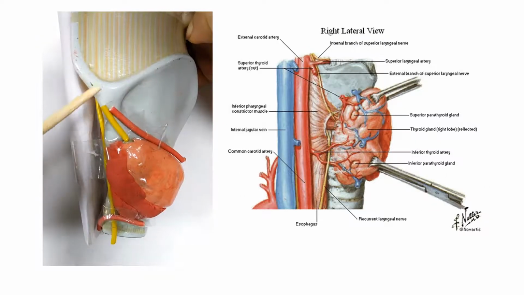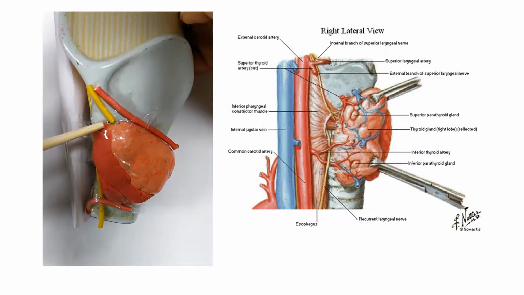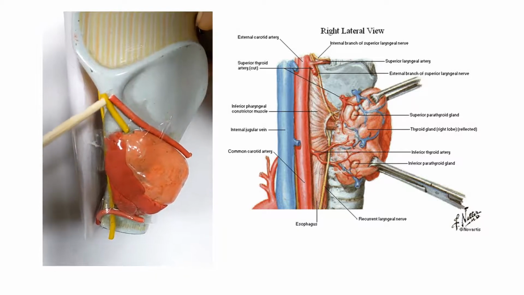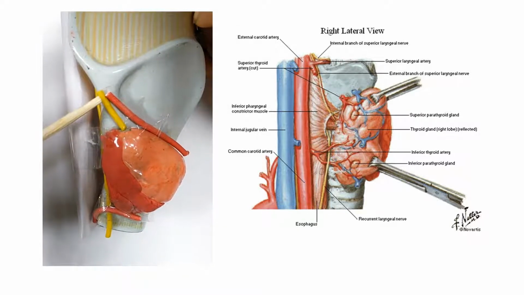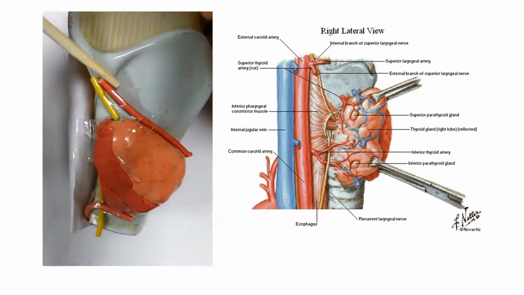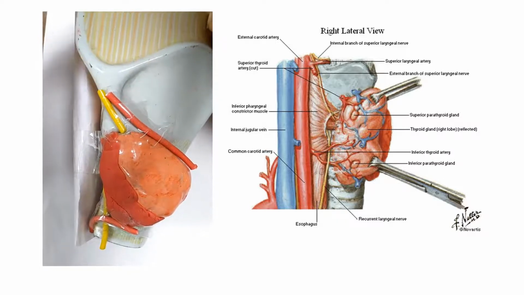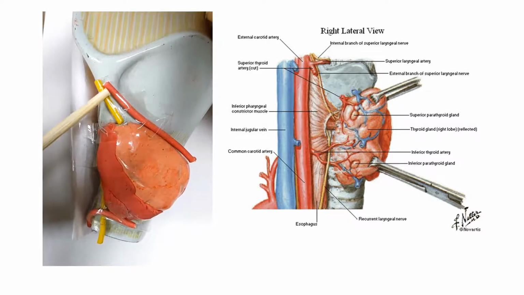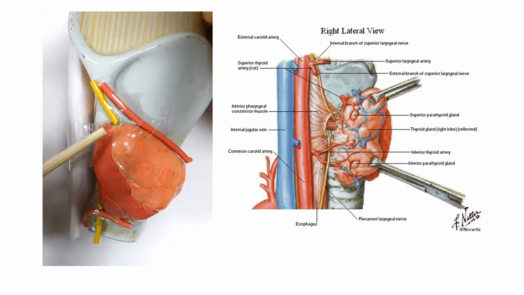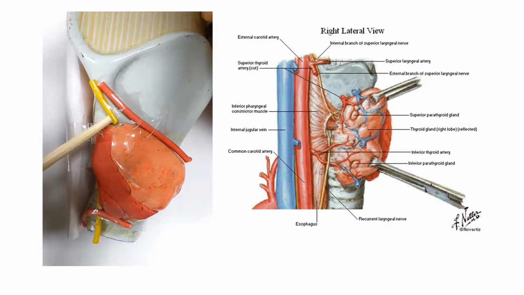Now there are important relations at the upper pole and the lower pole of the thyroid gland. At the upper pole there are two structures which are related. This structure is the external laryngeal nerve coming from the superior laryngeal nerve of the vagus nerve, and you can see this artery, the superior thyroid artery, which is coming from the external carotid artery. These two structures run together, and as they reach the superior pole of the thyroid gland, they diverge from each other.